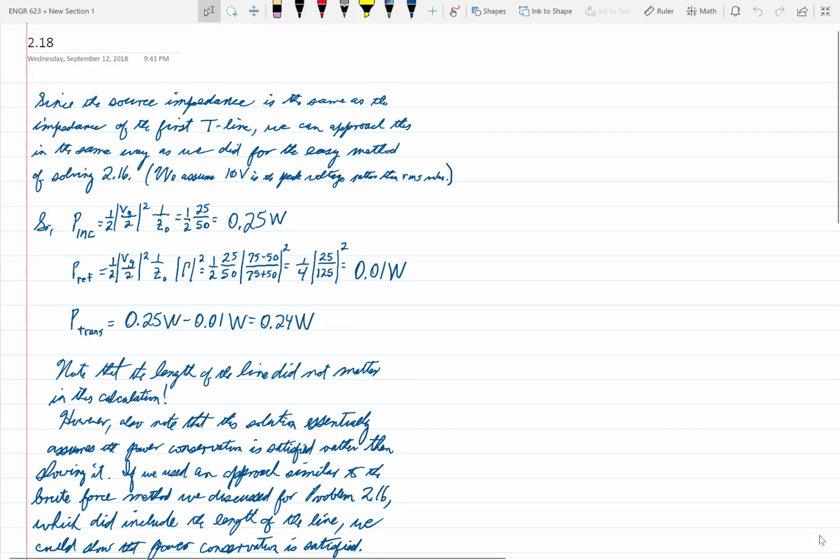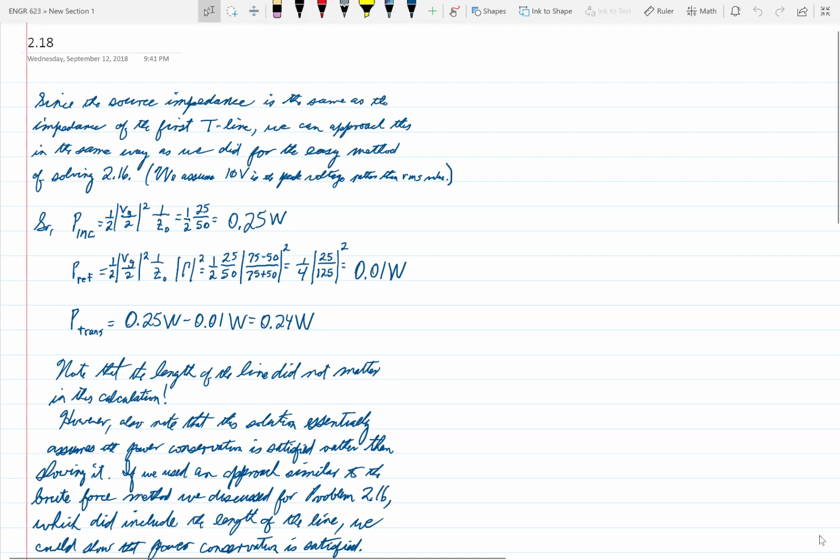This is a video for problem 2.18 in Engineering 623. That problem says, consider the transmission line circuit shown in the accompanying figure. Compute the incident power, the reflected power, and the power transmitted into the infinite 75 ohm line. Show that power conservation is satisfied.